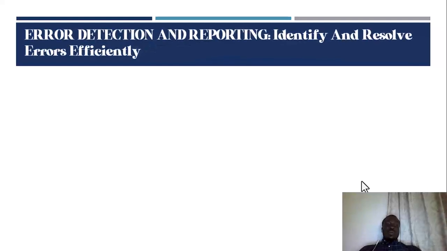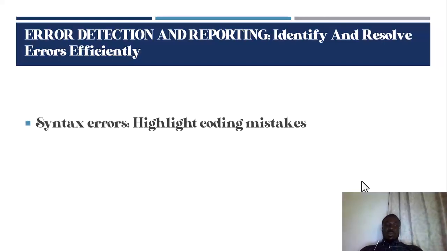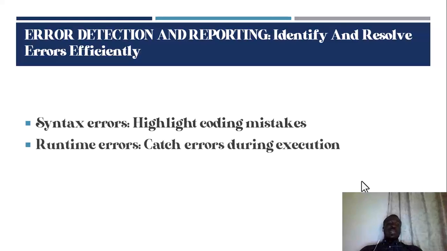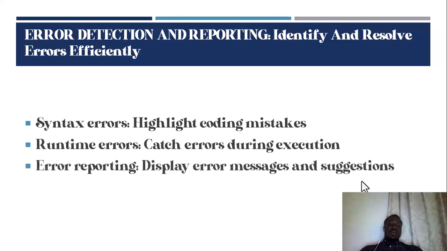Then we move on to error detection and reporting. The error detection and reporting identifies errors and helps you resolve them efficiently. We have the tools under it. We have syntax errors, where the error detection will highlight coding mistakes. Then runtime errors, which catches errors during execution. Then we have error reporting, which displays messages and suggestions.